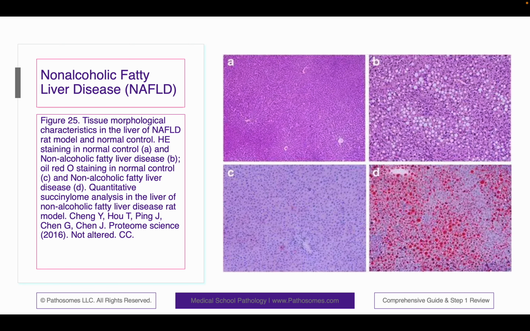And here we have 4 representative micrographs showing non-alcoholic fatty liver disease, stained with Oil Red O stain, which stains the adipose cells, the fat basically, as well as a non-alcoholic fatty liver and D, quantitative succinylation analysis, right?